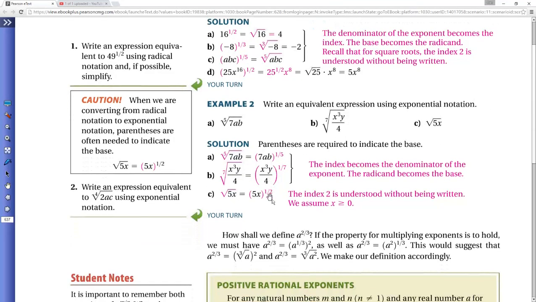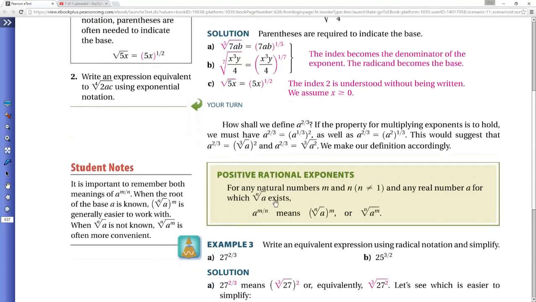Now positive rational exponents. Again, here's some terminology. Rational means fractional. Did I say expressions? I meant exponents. I'm sorry. Positive rational exponents. Well, rational means fractional, right? Fractions are ratio, stands for fraction. The definition of a rational number is any number I can write as an integer over an integer, or a fraction using integers.